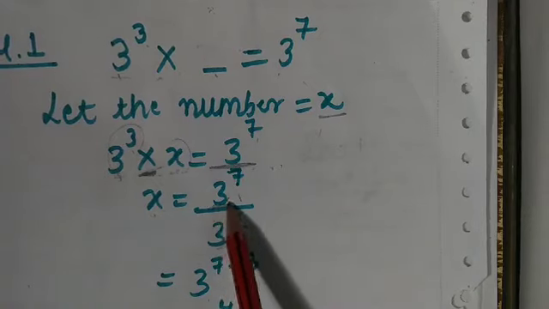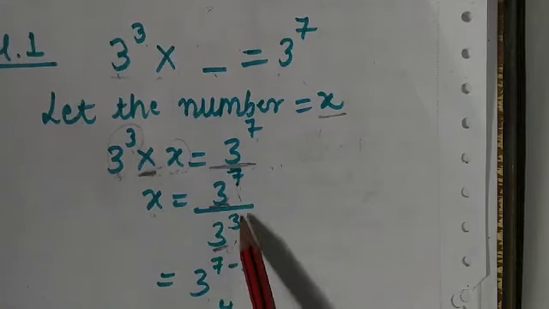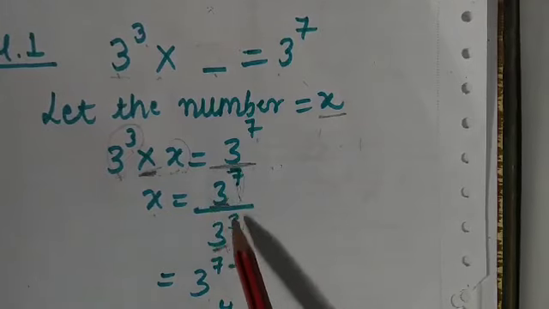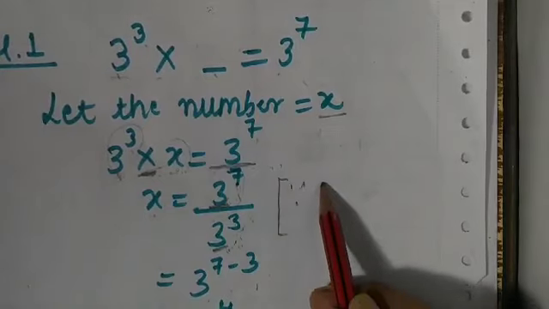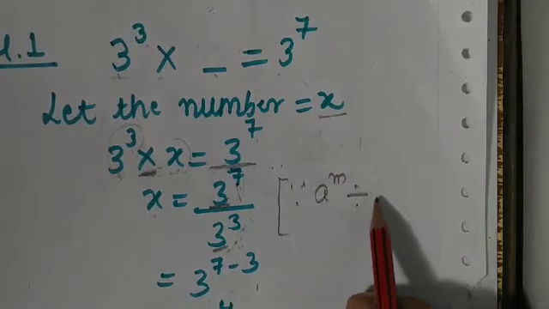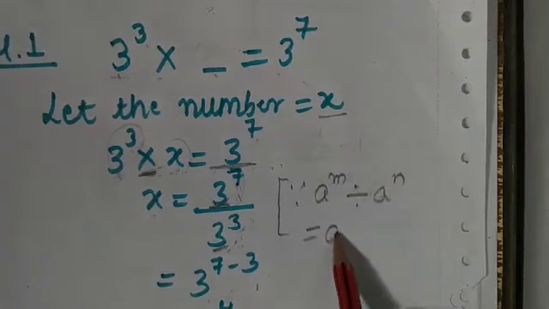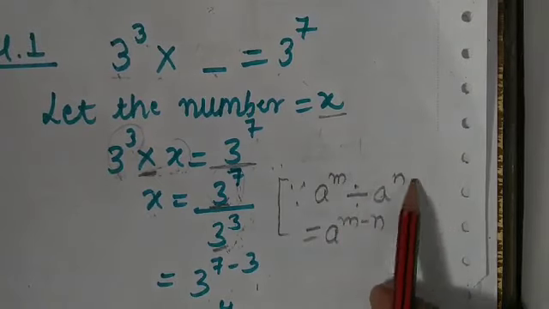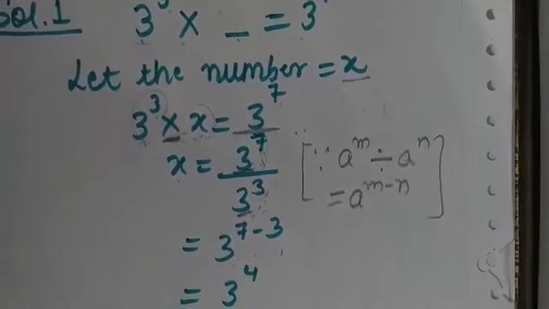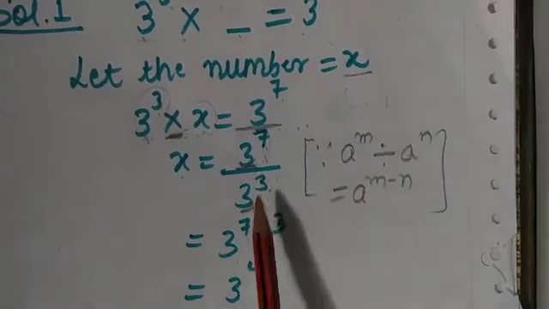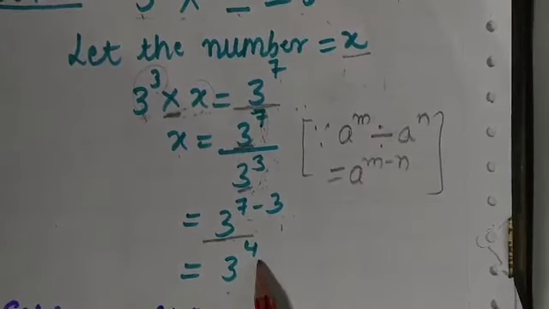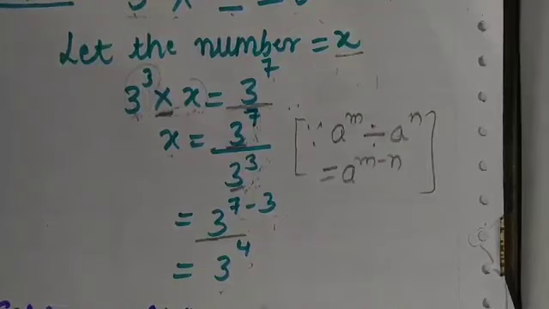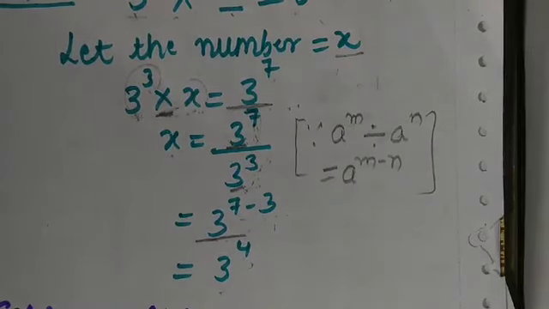Here the bases are the same and the powers are different, and we have the division of two exponential numbers, so I can apply the law: a raised to the power m divided by a raised to the power n is equal to a raised to the power m minus n. So the powers get subtracted. It will be 3 raised to the power 7 minus 3, which is 3 raised to the power 4. So the number is 3 raised to the power 4. This is the answer of this question.